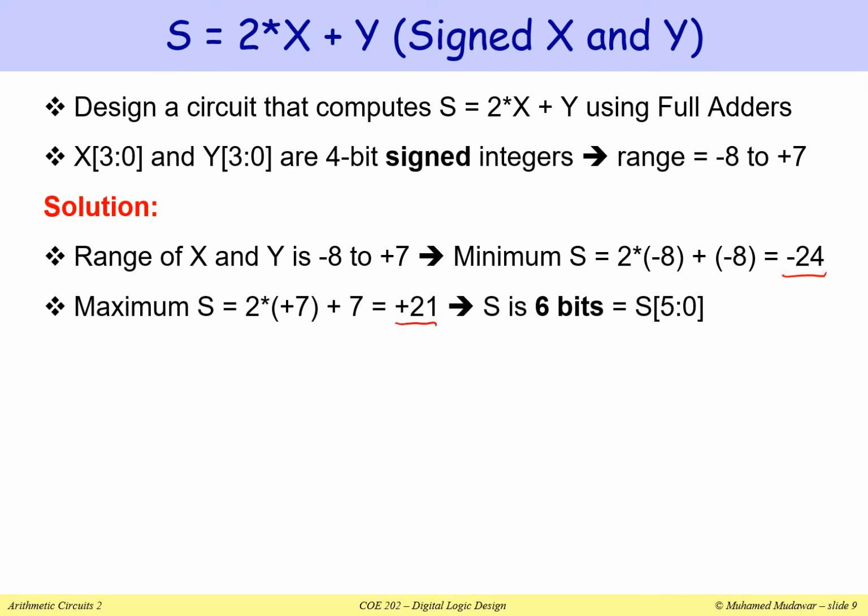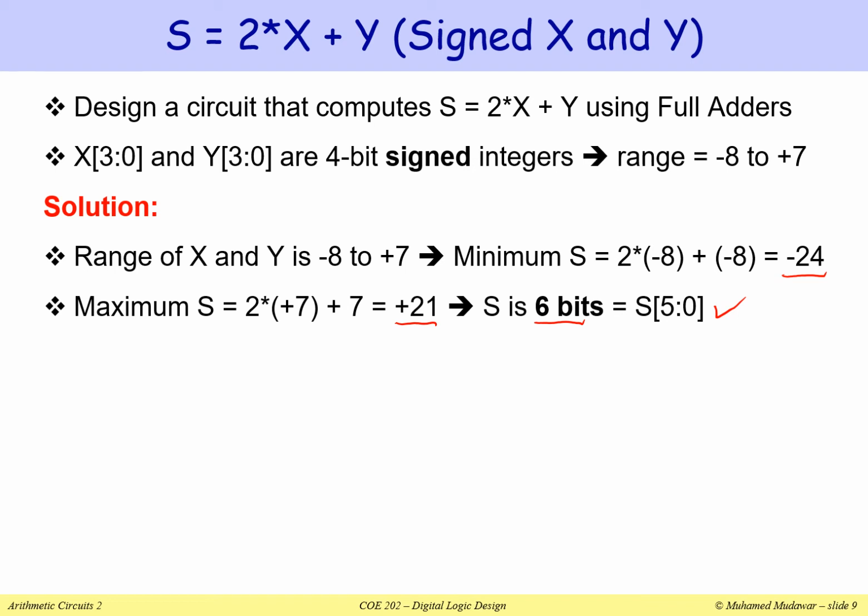Now, in order to represent the range -24 to +21, you need S to be 6 bits. So you need 6 bits for S. If you use less than 6 bits, you might get overflow. So to avoid getting overflow and to compute the exact sum S, we need 6 bits for S. Okay. So this is S. So now I would like to design a circuit that does this calculation 2 times X plus Y.